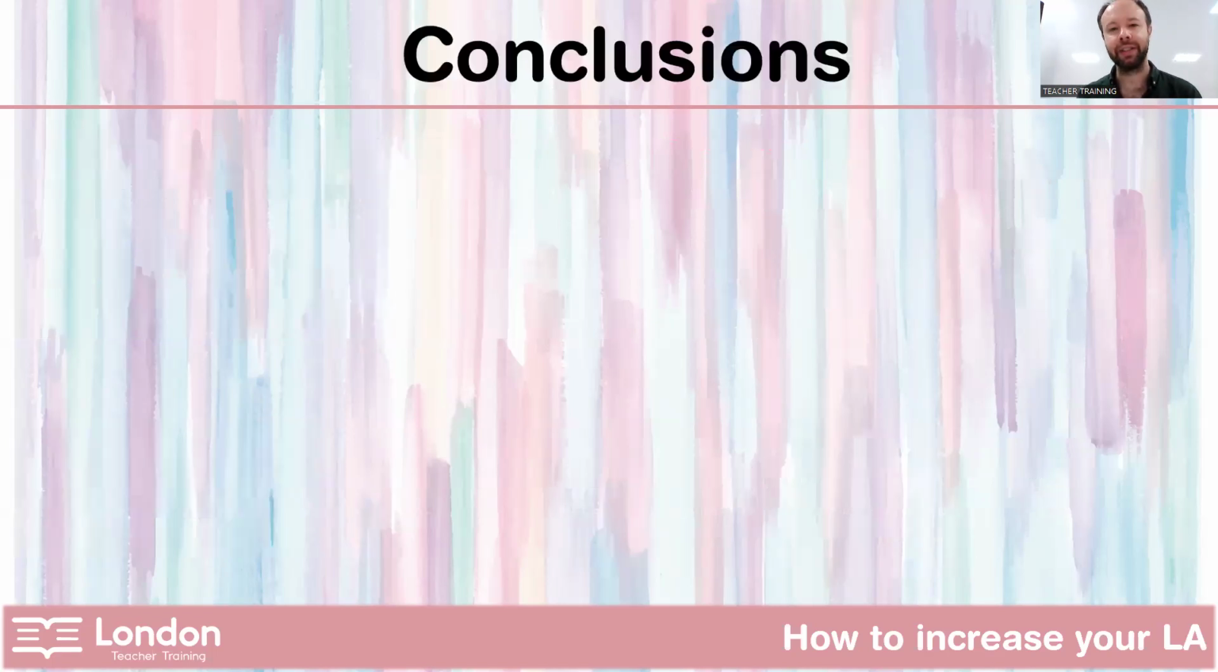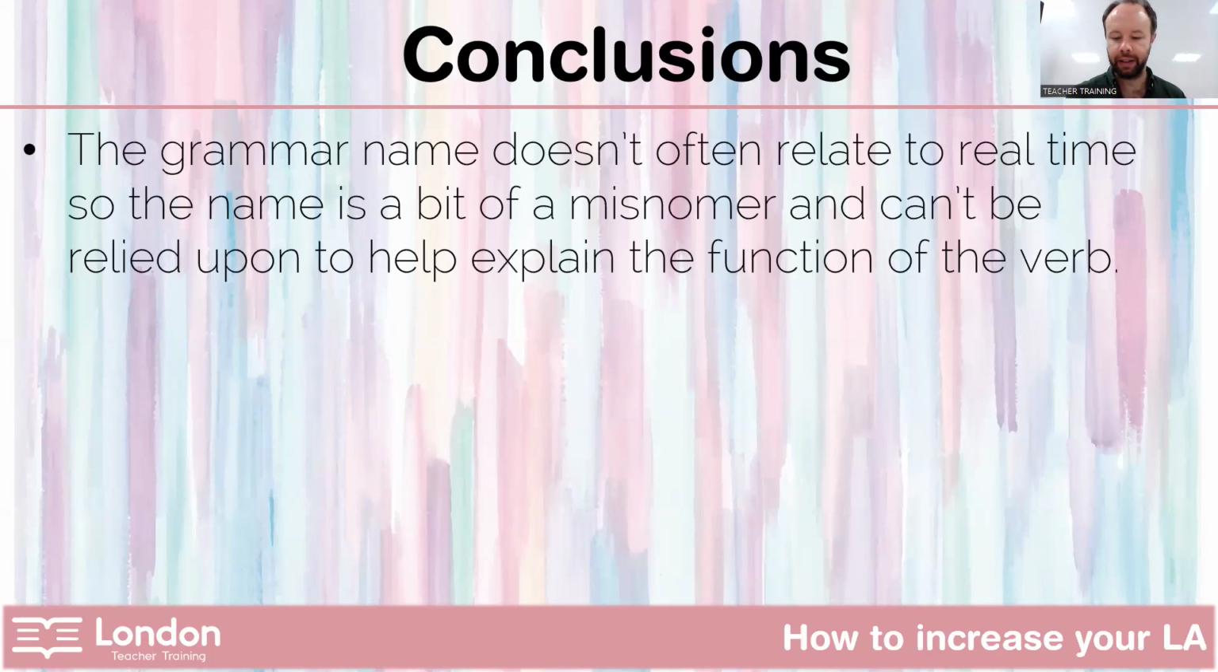And this is what we found out. So yes, the grammar name doesn't often relate to real time. So the name is a bit of a misnomer when we say past simple, because it could refer to the present, or present simple could refer to the future. So yes, a bit of a misnomer there. And it can't be relied upon to explain the function of the verb.